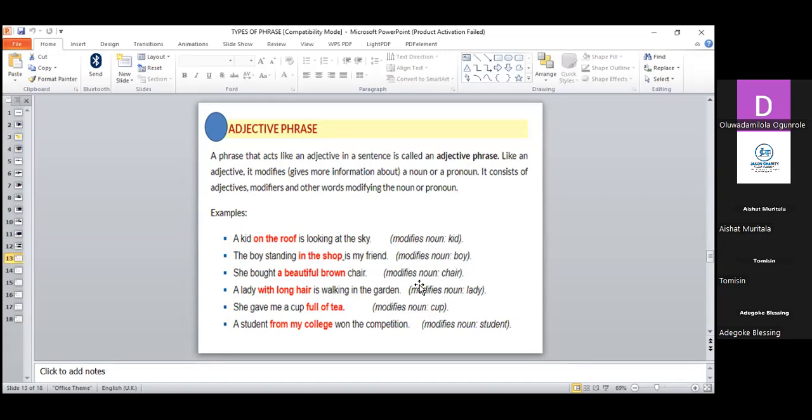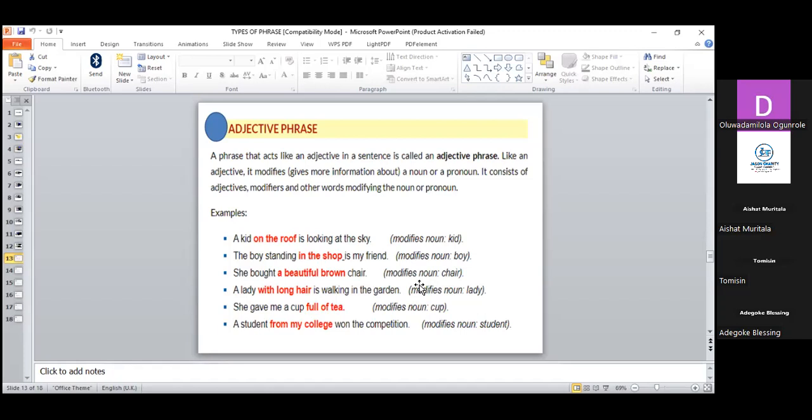We could have a boy standing outside. You could have a boy standing in the room. You could have the boy standing on the roof. You could have the boy under the table. But the expression in the shop is giving us more information about the standing boy. It's giving us directional information. So it modifies the noun boy. It gives us more information about the noun boy.